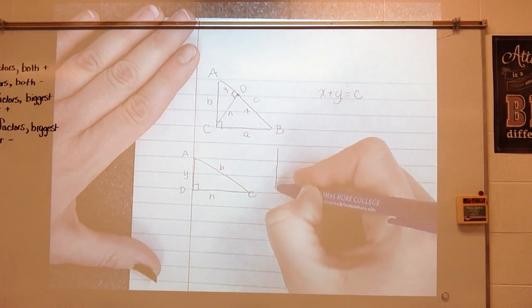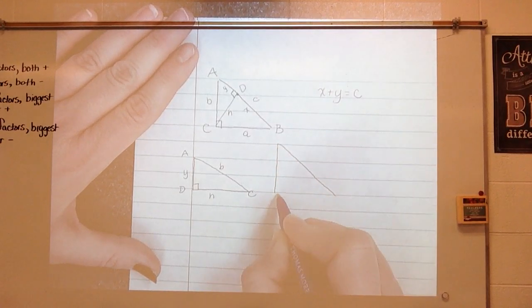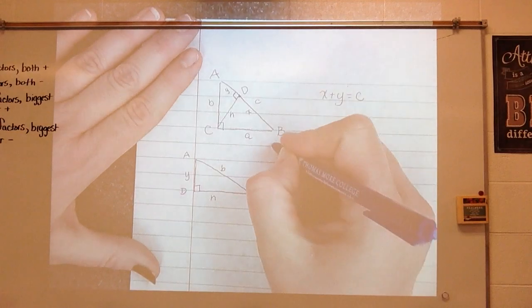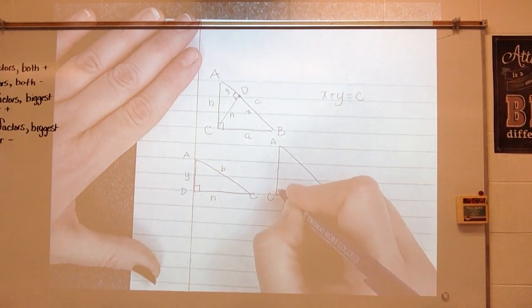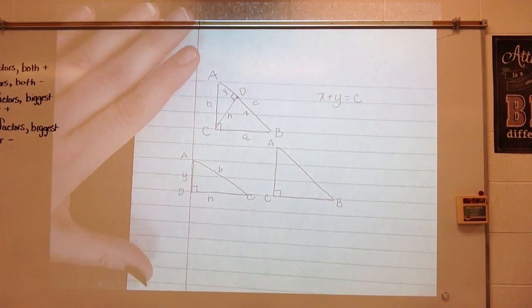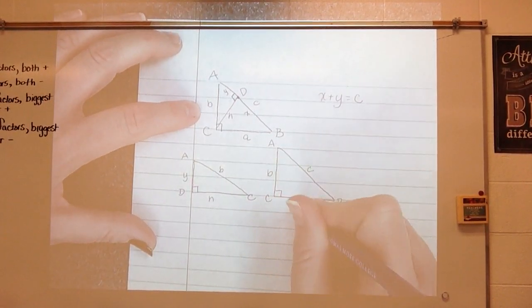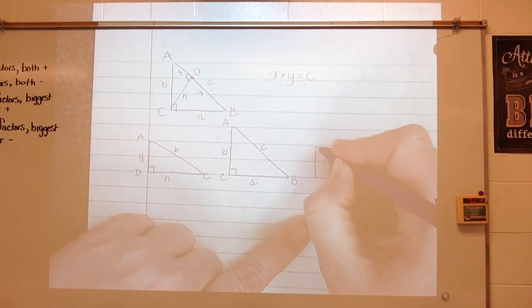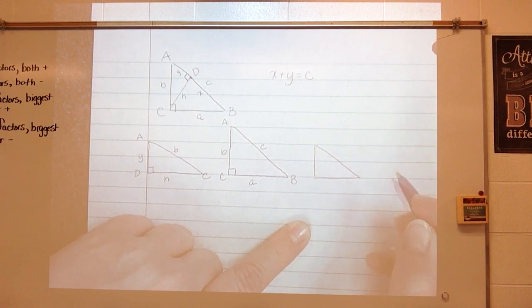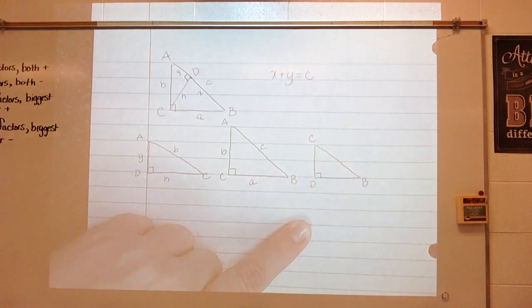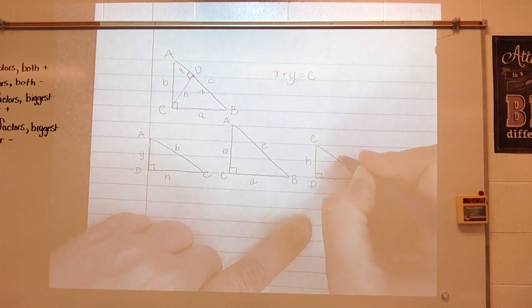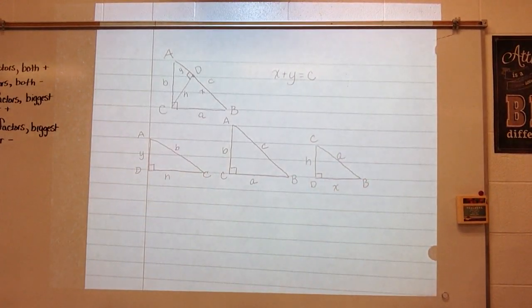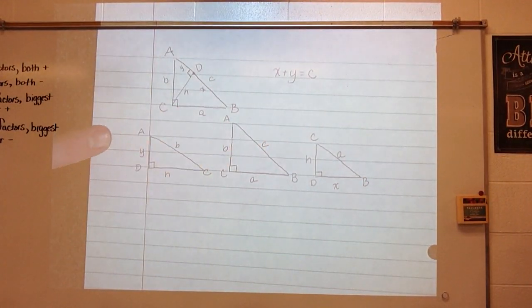Then I have my original triangle, ACB, with C being our right angle. This was B, this was C, this was A. And then I have my second sub-triangle, which would be triangle CDB, with D being my right angle. So this was H, this was A, and this was X. All I did was take this figure here and divide it into the three similar triangles.